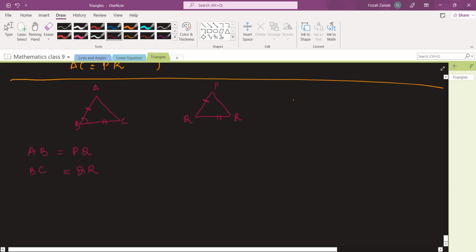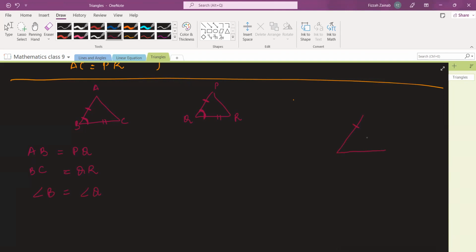So let's say this angle is equal to this angle, right? So angle B is equal to angle Q. Now, what is the location of this angle? See, the figure is like this. I'm considering this side and this side, and the angle is falling in between, like this angle I'm taking. So I'm not taking the other angles, right? So this angle is called included angle. Understood? Included angle means it is falling between the sides which I'm taking.